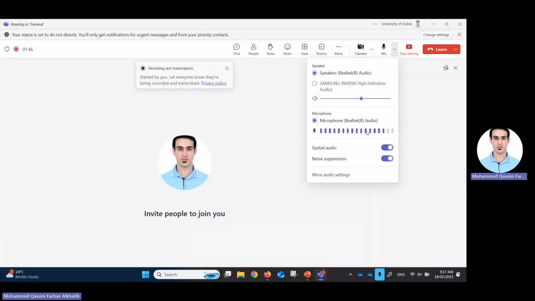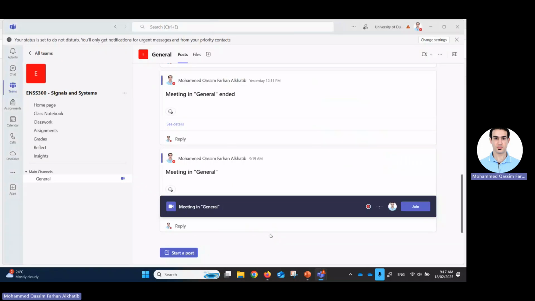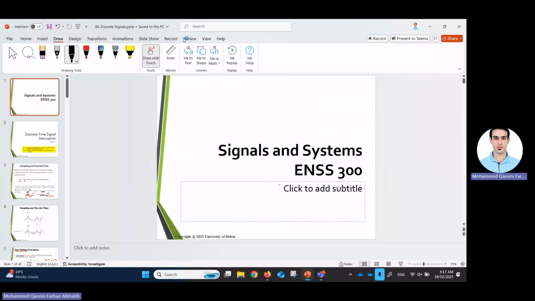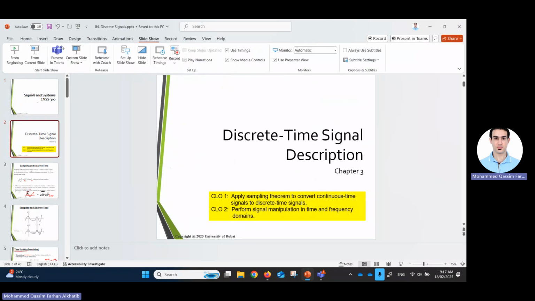System properties, description of systems, causal, LTI, and so on, summation of periodic functions, and so on will be applicable when we talk about discrete signals. So we'll talk about description of discrete signals. Let me open the slideshow from current slide.